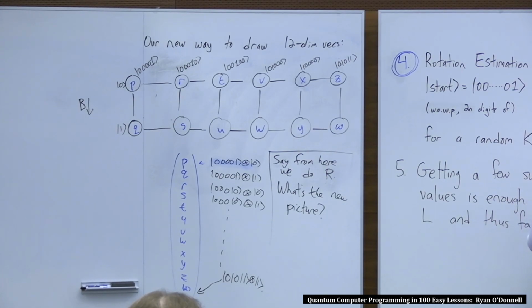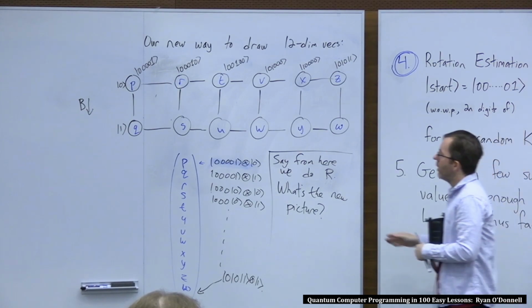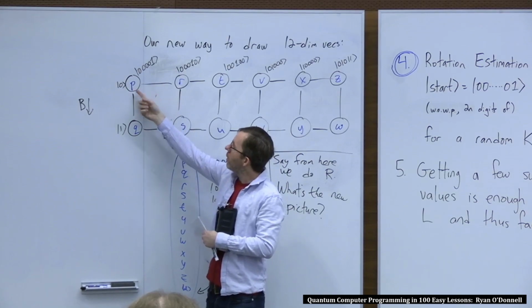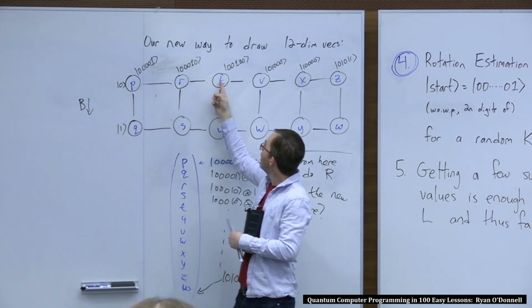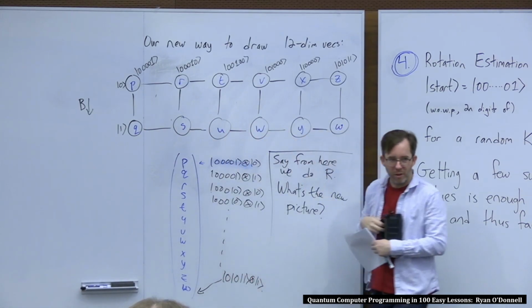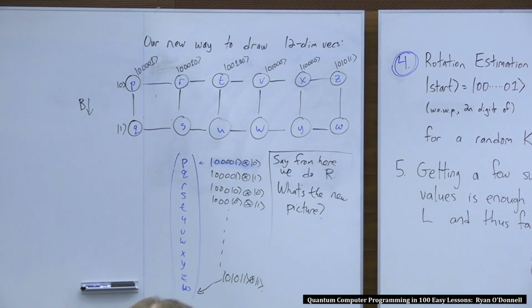sort of cyclically shifting the first 5 coordinates. So R moves this to this, and this to this, and this to this. And the B part doesn't change. So P would just go to here, R goes to here, T goes to here. And similarly, Q goes to here, S goes to here, and so forth. OK, so kind of weird, but that's what's going on.